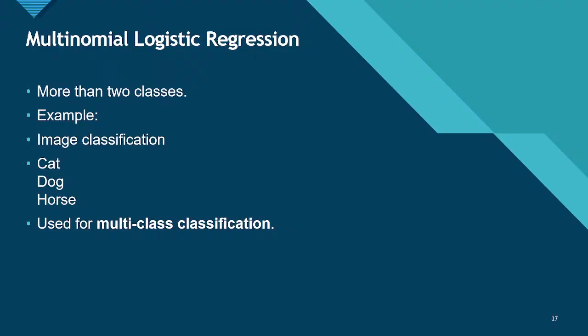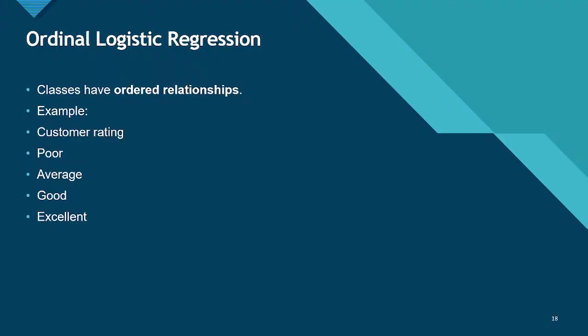Cat is 0.2, dog is 0.6, and horse is 0.2. The final prediction is dog because it has the highest probability. Why is it used? To recognize handwritten digits, predict product categories on an e-commerce website, and classify news articles into topics. Next there is ordinal logistic regression.